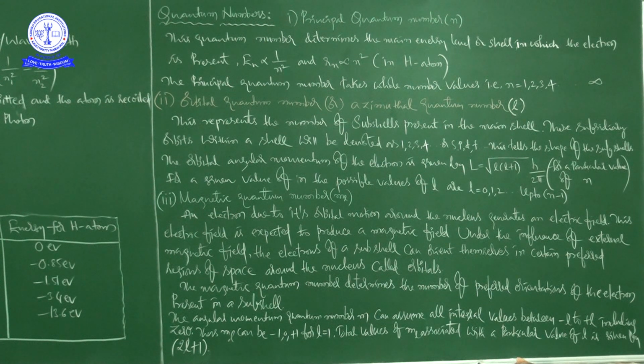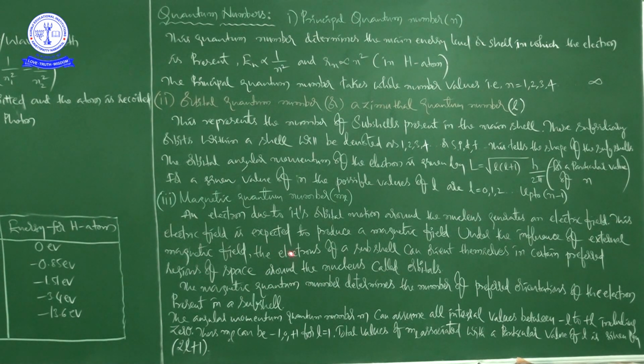This electric field is expected to produce a magnetic field under the influence of an external magnetic field. The electrons of a subshell can orient themselves in certain preferred regions of space around the nucleus called orbitals. Just now I told you, two minutes before, about the magnetic effects of electric current. That point he is utilizing here. This electric field is expected to produce a magnetic field. I told you in the chapter, a time varying electric field acts like a source of magnetic field. That only he is talking about here.